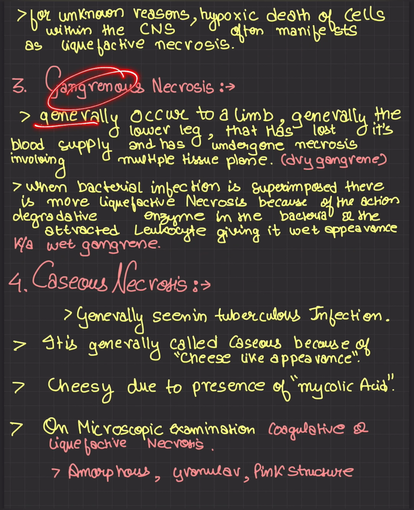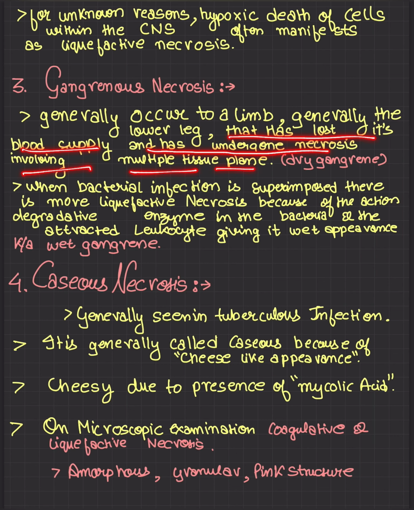Generally, gangrenous necrosis occurs in a limb, generally the lower limb, that has lost its blood supply and has undergone necrosis involving multiple tissue planes, known as dry gangrene. When a bacterial infection is superimposed, there is more liquefactive necrosis because of the action of the degradative enzymes in the bacteria and the activated leukocytes, giving it a wet appearance, also known as wet gangrene.